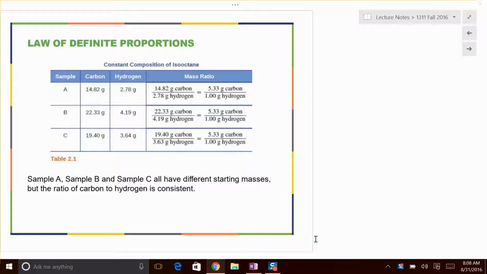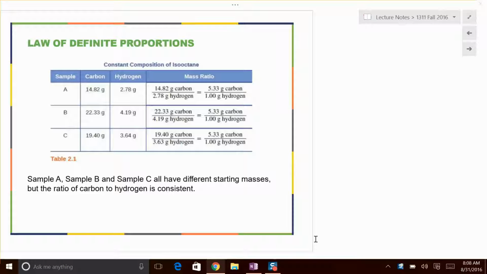Okay, so here we see samples A, B, and C. Sample A has a carbon mass of 14.82 grams and a hydrogen mass of 2.78 grams. So this is all the same compound, but different amounts of that same compound, okay?